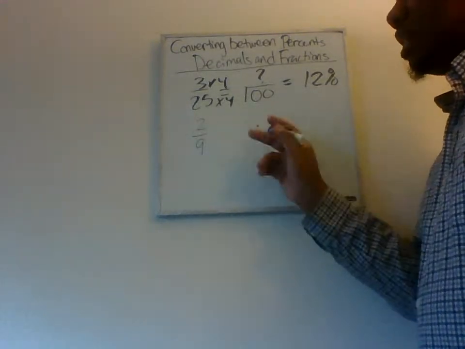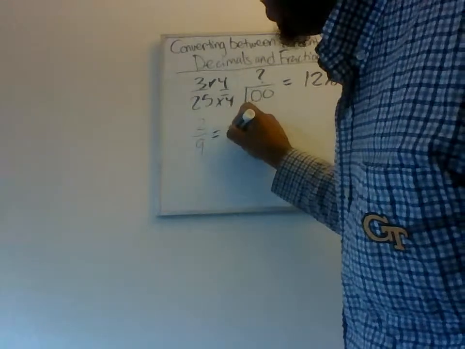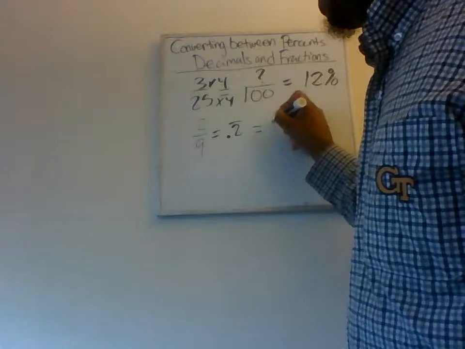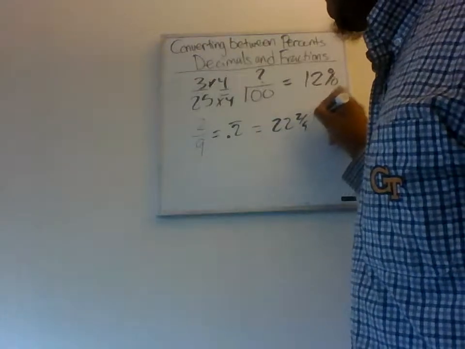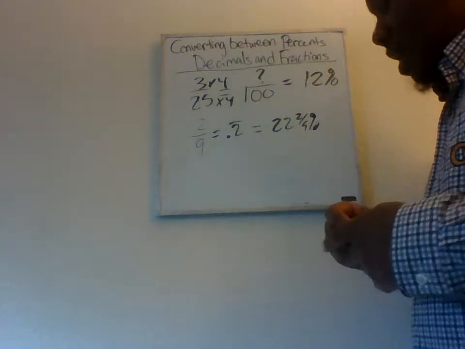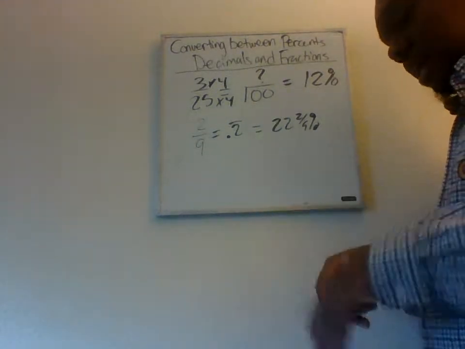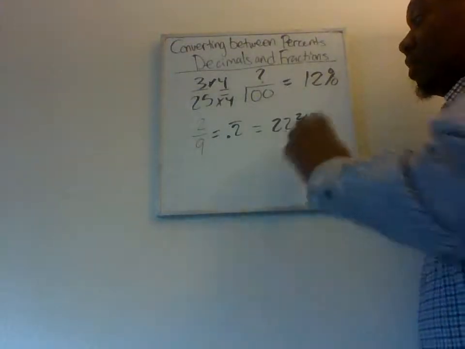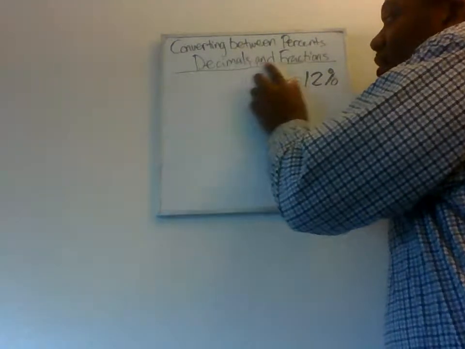By changing this to a decimal first. That's when we got that 0.2 repeating. And then we change that to a percent. And that's when we got the 22.29%. Okay. Now, as I said before, though, let's look at, is there another way to go from a fraction to a percent easily? And there is.